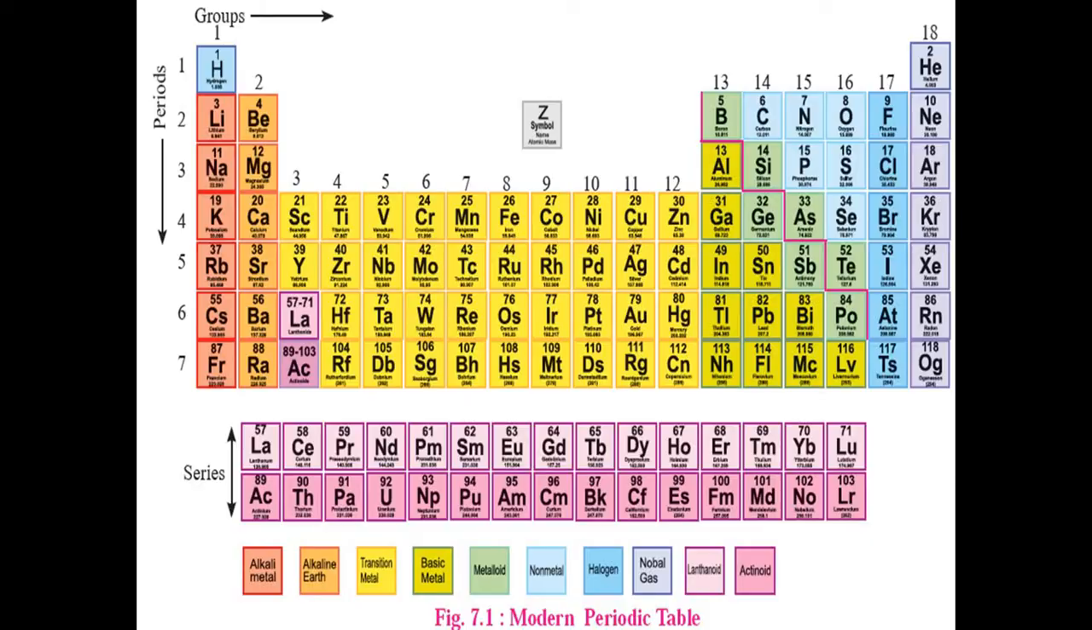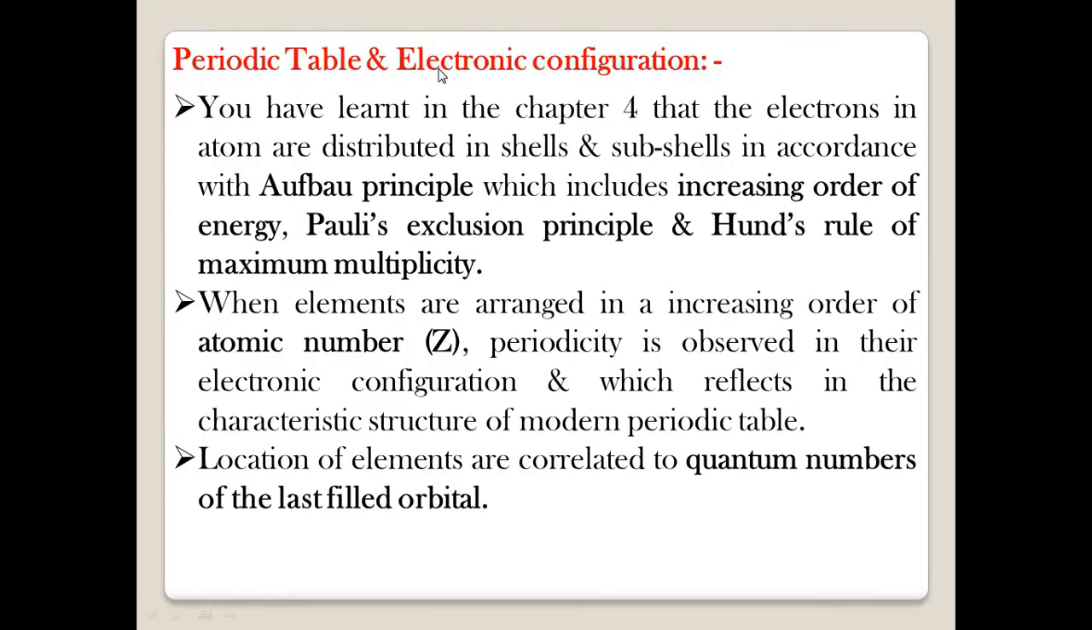Okay, so let's see the periodic table and electronic configuration. Next point of our chapter is periodic table and electronic configuration. You have learned in chapter number 4 that electrons in atoms are distributed in shells and subshells in accordance with the Aufbau principle, which includes increasing order of energy, Pauli's exclusion principle and Hund's rule of maximum multiplicity. Are you getting this?